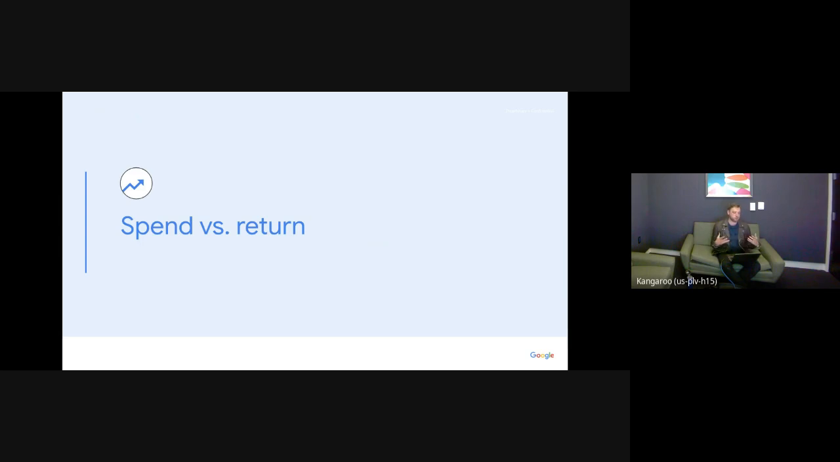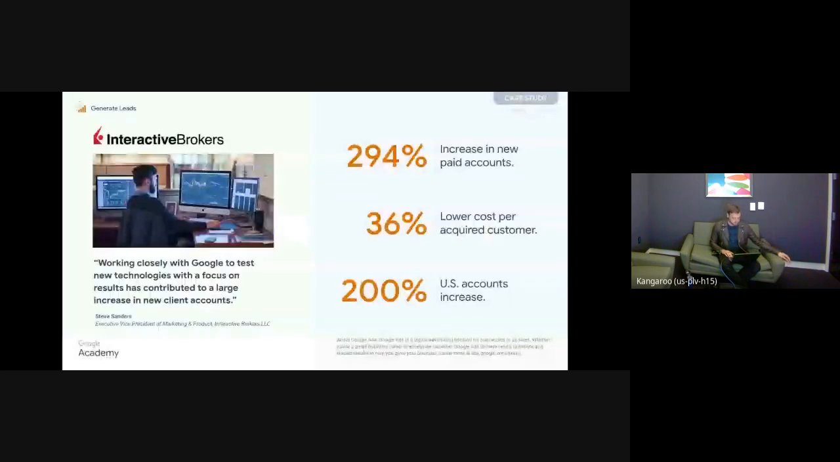Again, it requires a little more of that human input to help Google learn how to spend most efficiently. I'm going to walk through a quick example. Hopefully it's not too technical. I tried to keep this as high level as possible, but I wanted to kick it off with an example.